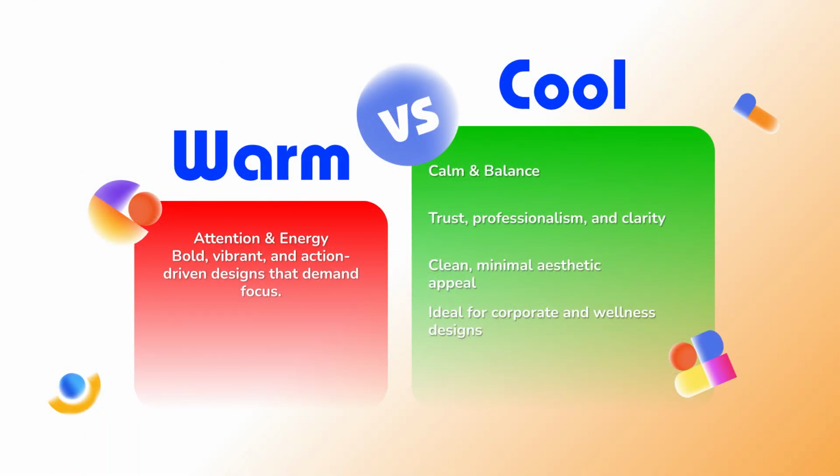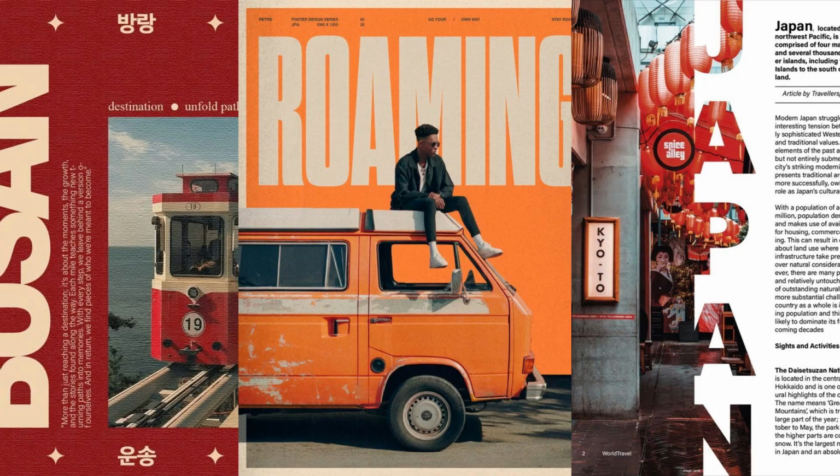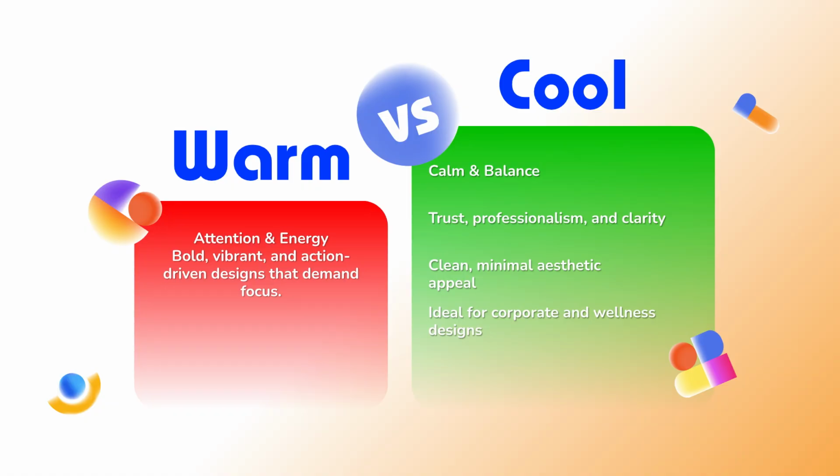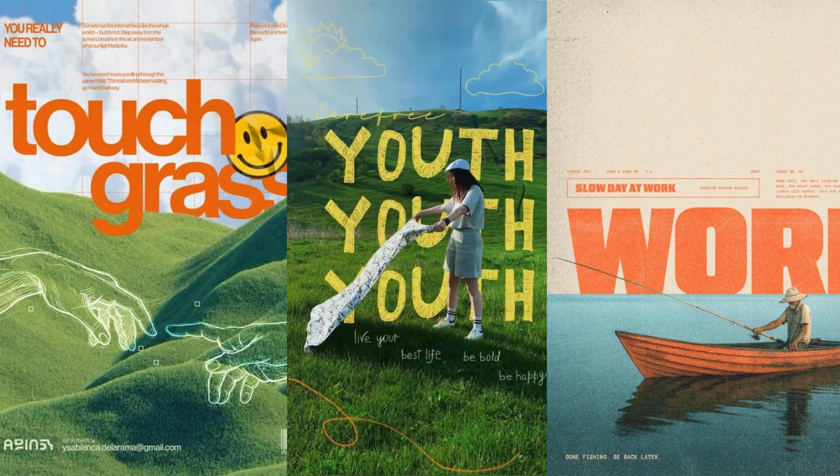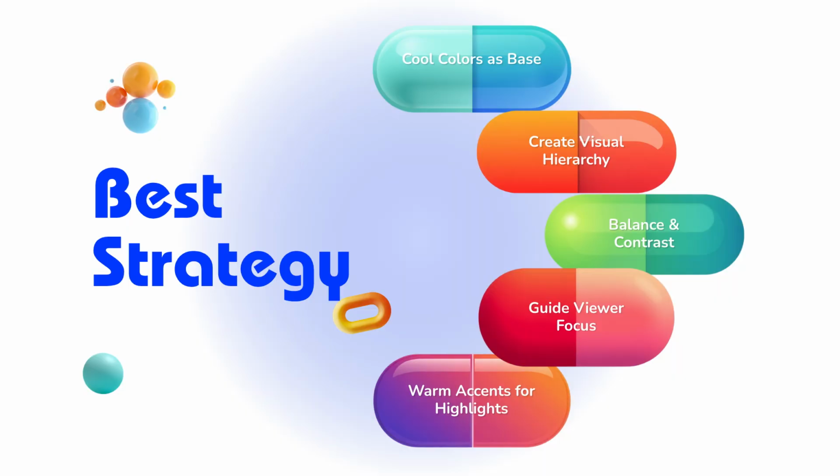If you want a bold and attention-grabbing design, lean towards warm colors. If you want something clean and minimal, go with cool colors. But the best results usually come from combining both. A common approach is using a cool color as your base to keep the design balanced, then adding a warm color as an accent to highlight important elements like text or buttons. This creates contrast and makes your design more visually engaging.